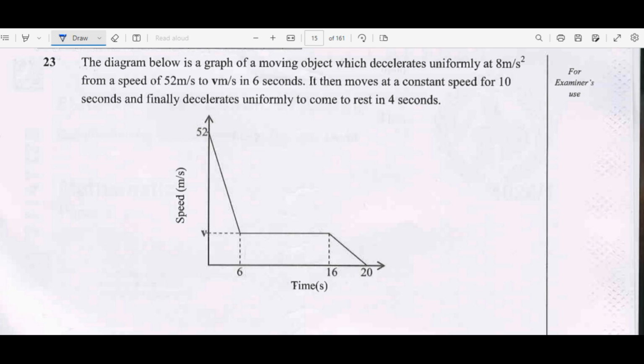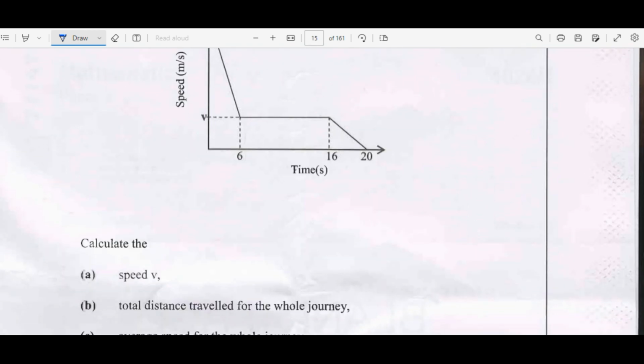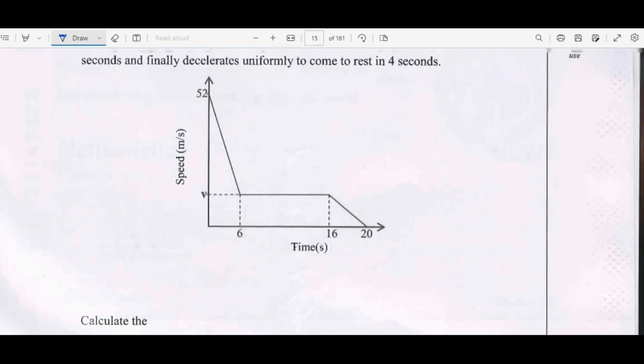Now, let's look at the first question. Question A: calculate the speed v. So let's go back to our diagram. This point where the line is touching the y-axis, or where the line is starting, is considered to be our initial point. The initial point is the starting point. Then this point where the line is now changing direction is our final point. So it is very important you notice where the initial point and the final point are.